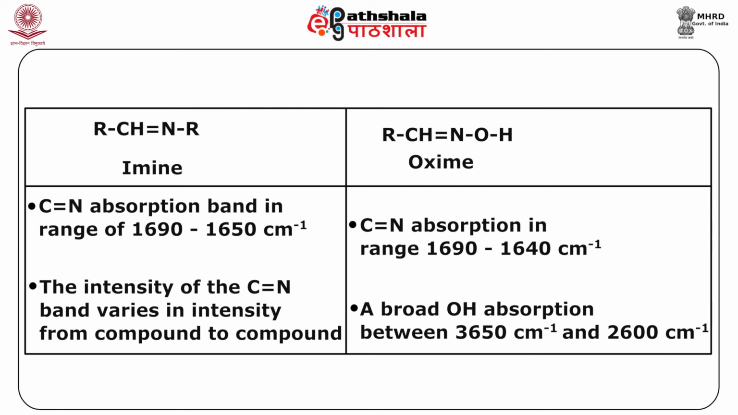An oxime, that is RCH=NOH, gives a C=N absorption in the range of 1690 to 1640 cm⁻¹ and a broad OH absorption between 3650 and 2600 cm⁻¹. Now looking at the IR spectrum of butyronitrile and benzyl isocyanate, you can appreciate the difference between the series of compounds. Both of these are done in neat liquids and in KBr plates.